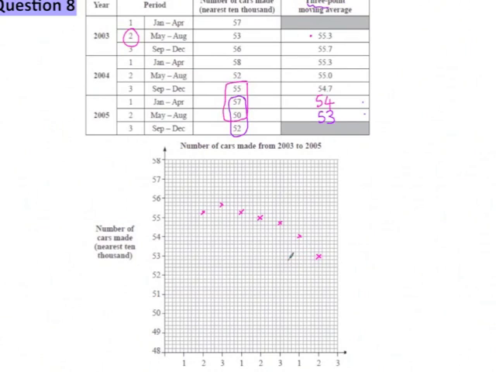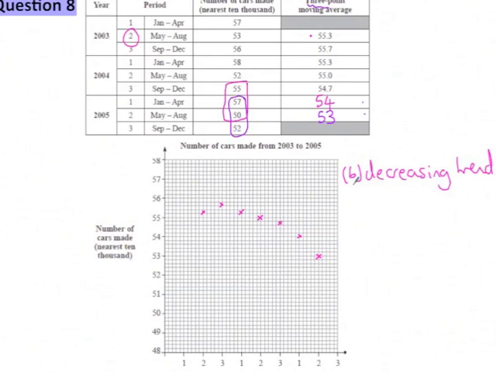Once you've drawn these, we're then asked, what do the moving averages show about the trend in the number of cars made in the UK from 2004 to 2005? What's happening? These points are going downhill. We have a decreasing trend. That's for part B of the question.